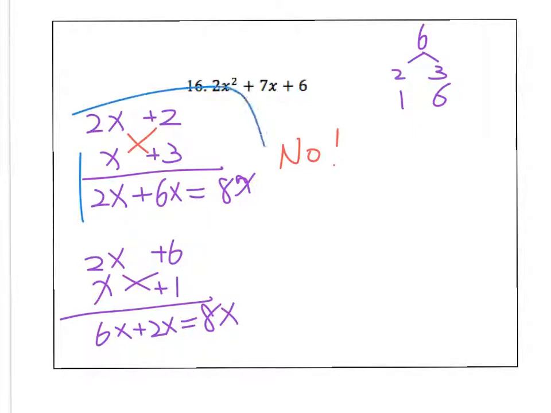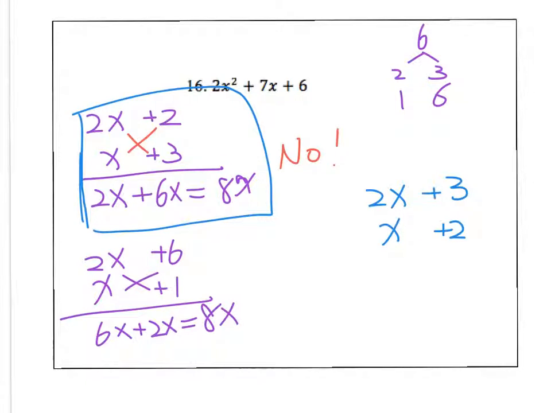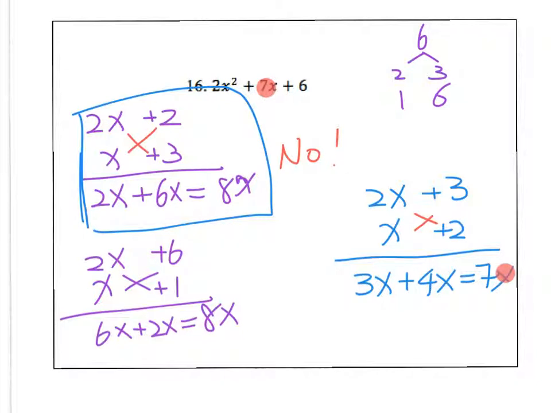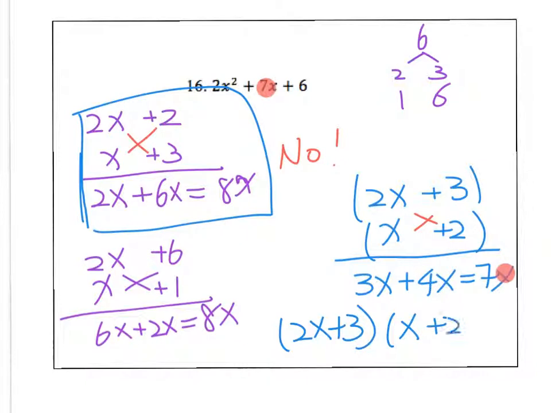Now I want you to pay attention to this one. Maybe if I switch their position, look here, 2x times x, I have 2x squared, my first term. Rather than putting 2 on top and 3 at the bottom, I'm going to put 3 on top, 2 at the bottom. 2 times 3 would give me 6. So I now cross multiply, and I have 3 times x is 3x. 2 times 2x is 4x. I add them together, I have 7x. Now I do have my x term right there. So therefore, my factors are right in front of my eyes. My factors are 2x plus 3 times x plus 2.